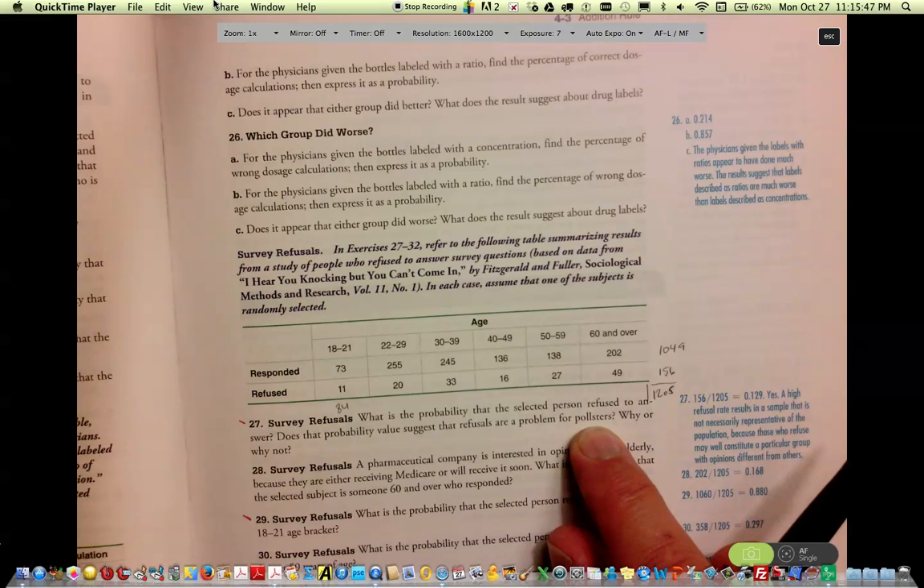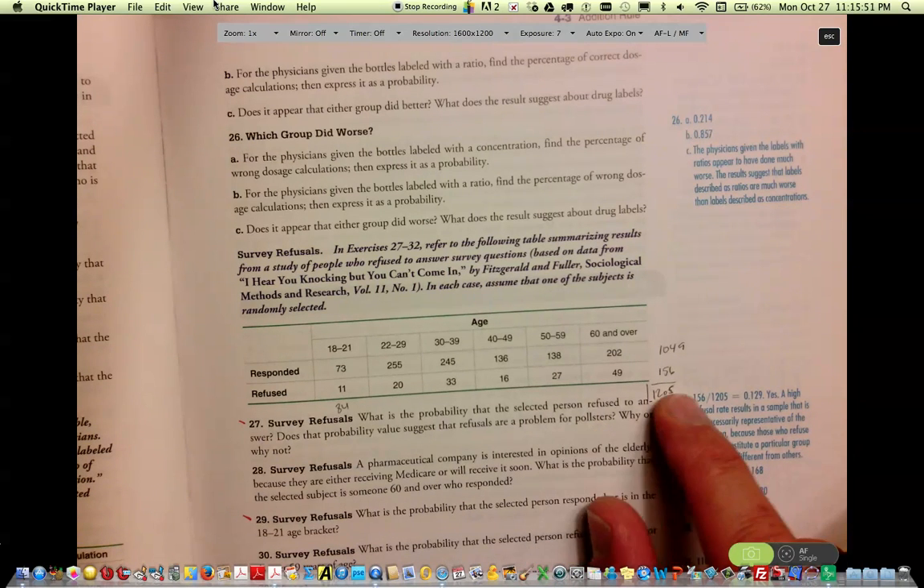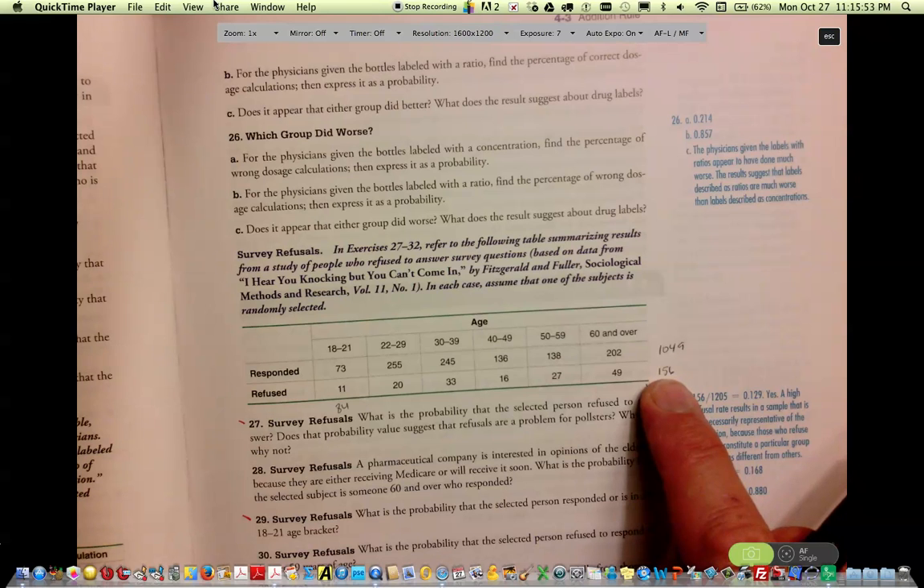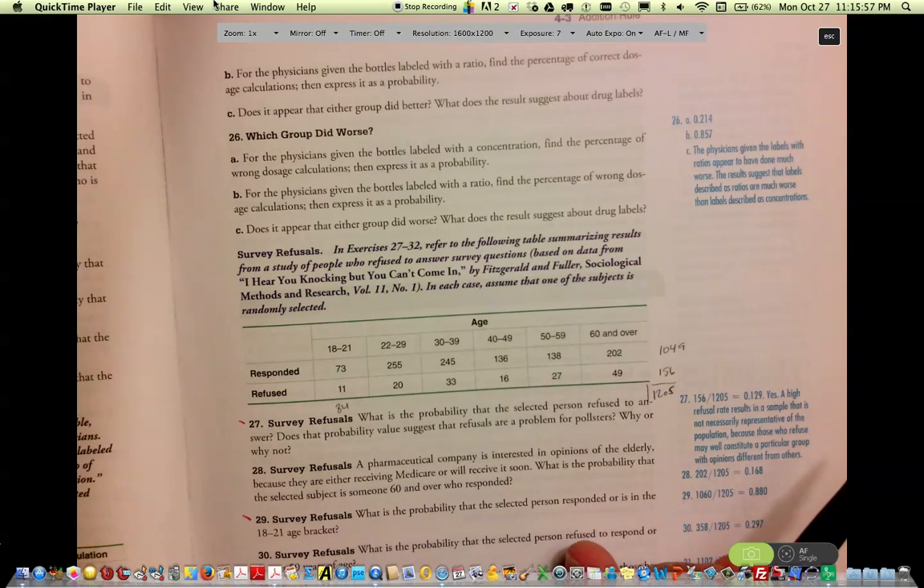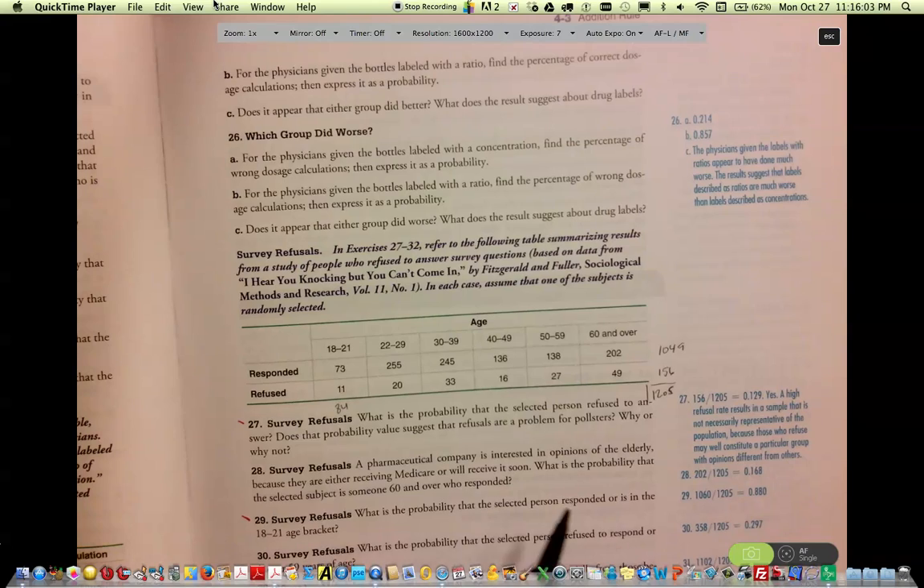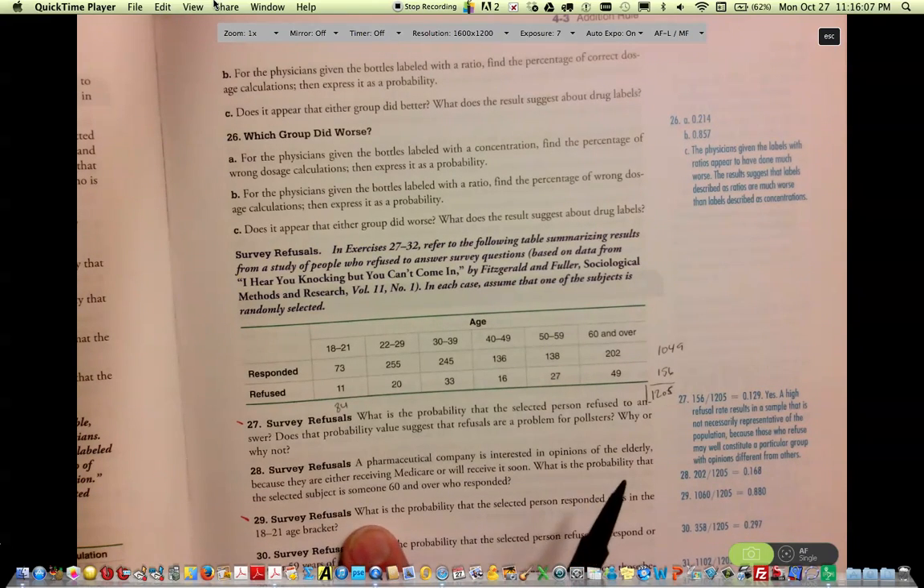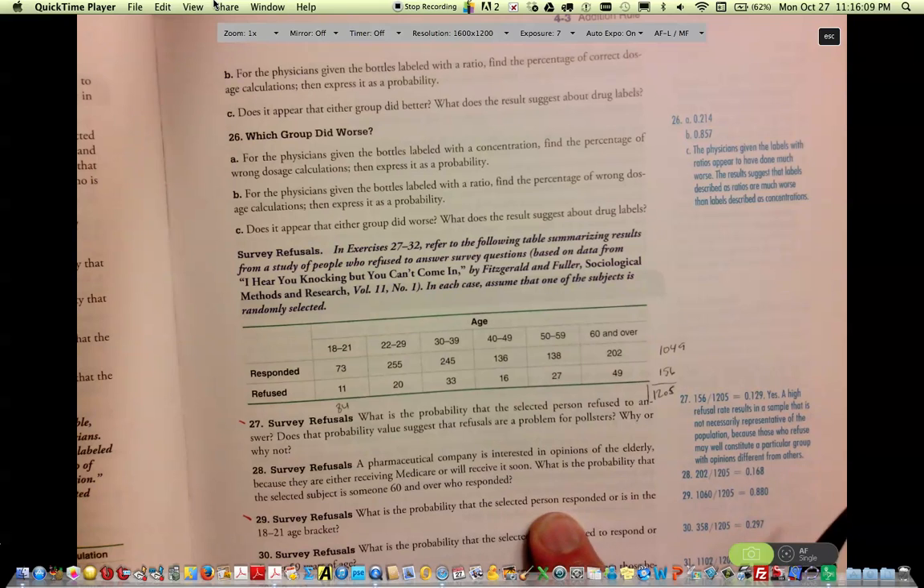With people refusing to answer questions, it's not that so many of them are refusing. This isn't a high proportion. It's only about 13%. But those 13% that are refusing to answer are probably different than the people that are actually taking the survey.